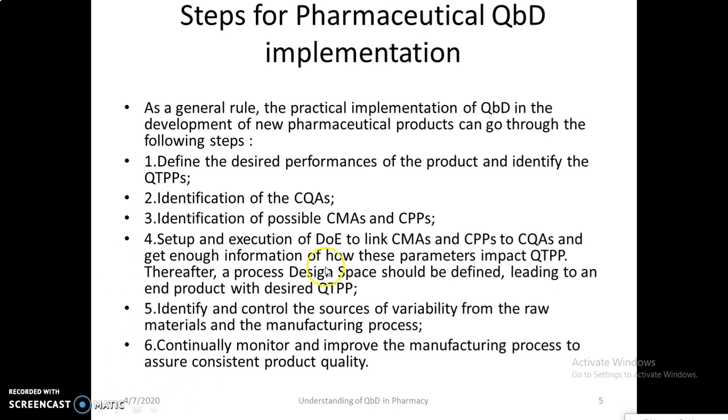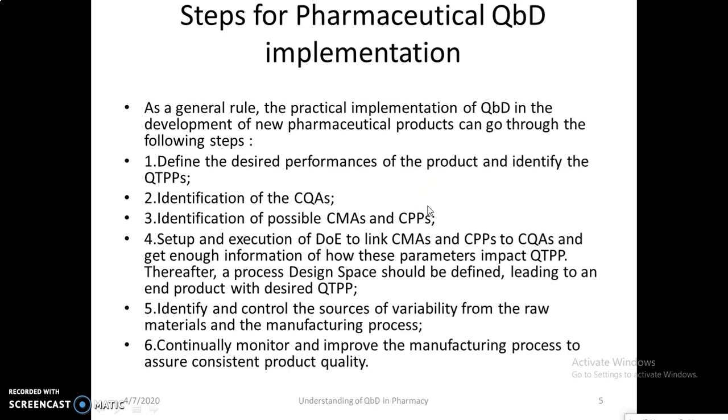The next step would be identification of CQA, that is critical quality attributes. Then identification of possible CMA. What are the possible material attributes and process attributes? We discussed this in my first video: the mixing variability, how the mixing variation takes place because of speed, because of material attributes, because of your process attributes. So that is CMA and CPP, material attributes and process attributes. That is a major influencing factor in QBD.